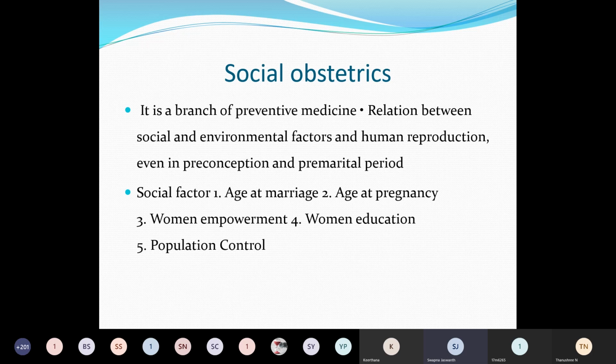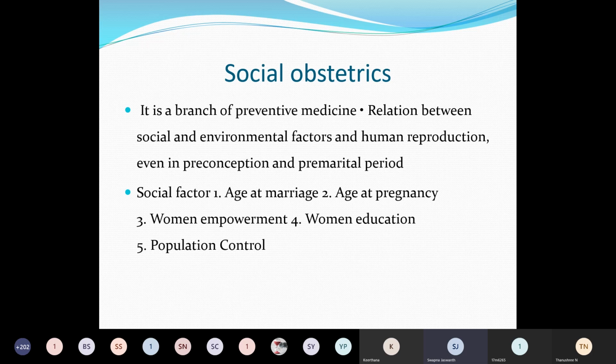So initially they thought that OBG is only related to antenatal care, intranatal care, postnatal care. But now that is a very old concept. Now it is replaced with community obstetrics, which combines the obstetrics along with the primary health care. Hence, social obstetrics is a branch of preventive medicine, and it is defined as a study of interplay between the social and environmental factors and human reproduction, even right before the preconception and the premarital period. So these social and environmental factors influence the human reproduction and thereby the birth of the baby.